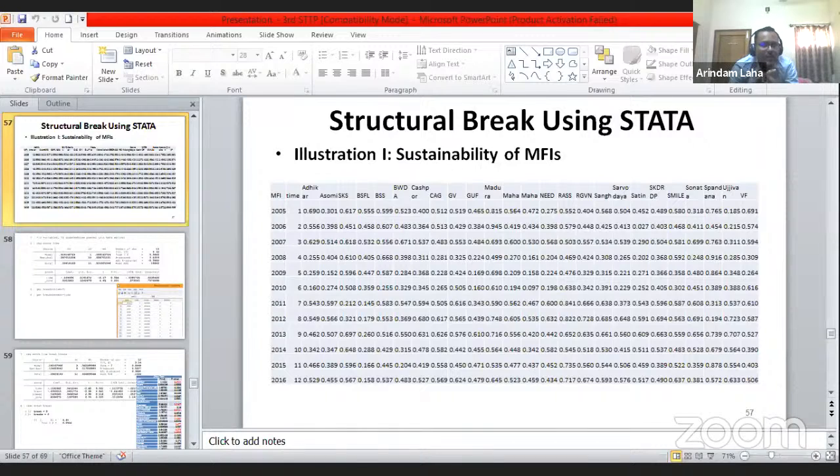Now we want to identify whether there is any structure. But if we have an idea in our mind, what is the idea? That there is an Andhra Pradesh crisis in the year 2010, an epicenter of the microfinance crisis. Andhra Pradesh is the epicenter of the microfinance crisis. So 2010 can be your structure. If it is known to you, you can directly apply the Chow test. Let us now directly apply the Chow test.